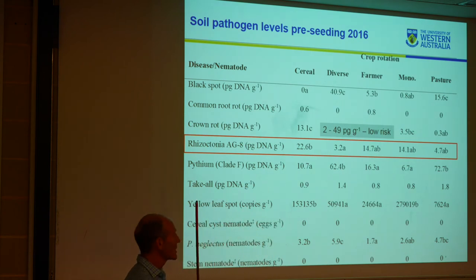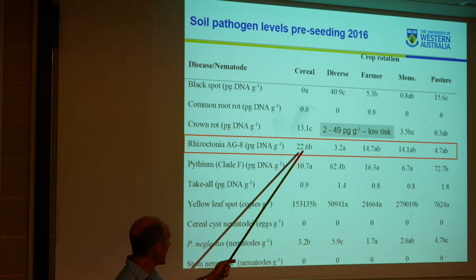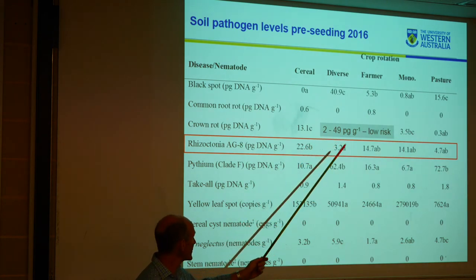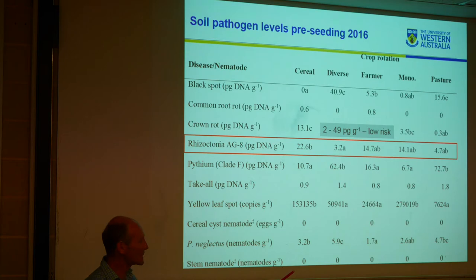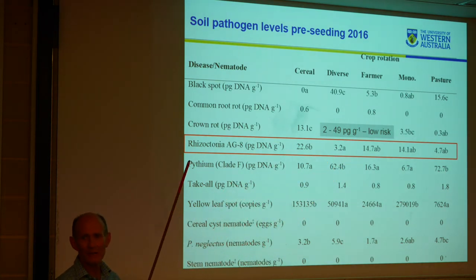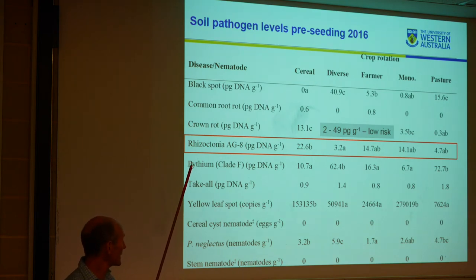Rhizoctonia, again, higher in the cereal-dominated rotations, and I've put up here the risk level. So 2 to 49 is low risk. So again, from our pre-seeding measurements, it seems that it's all at low risk.